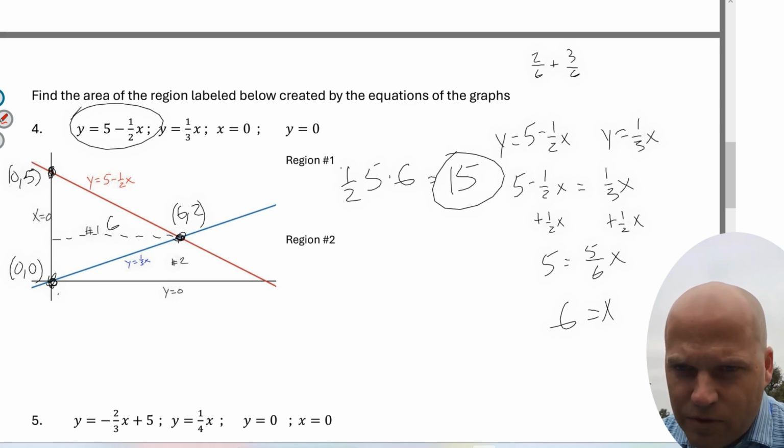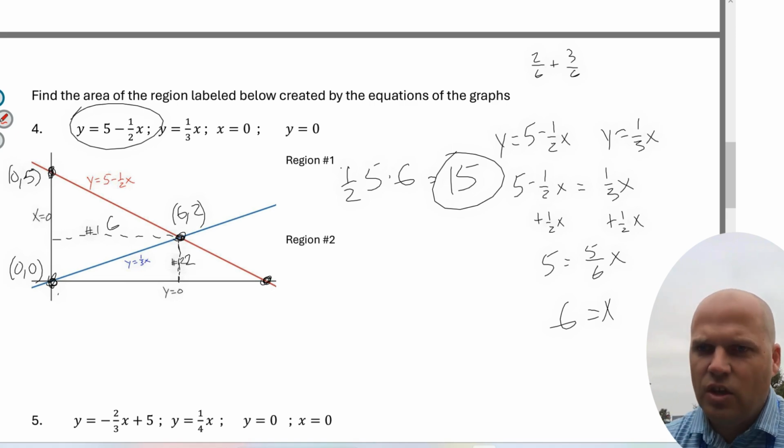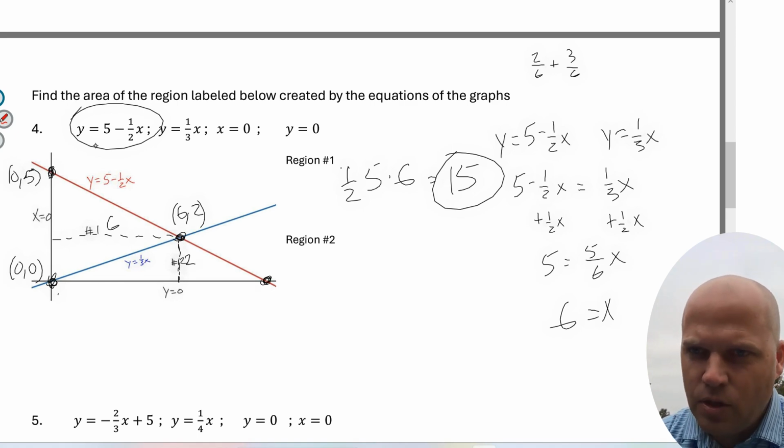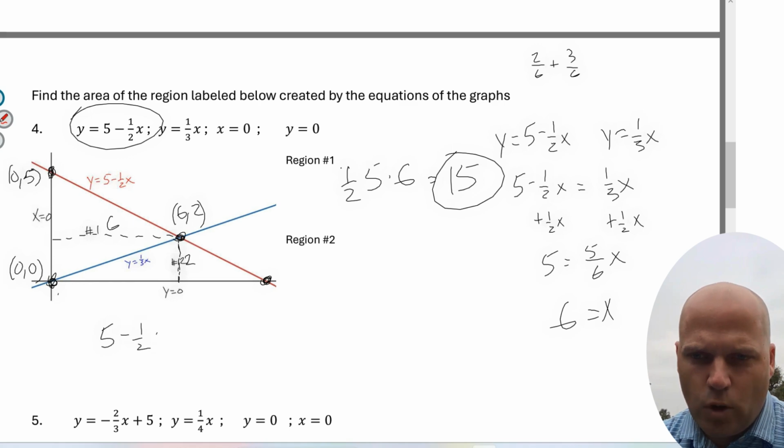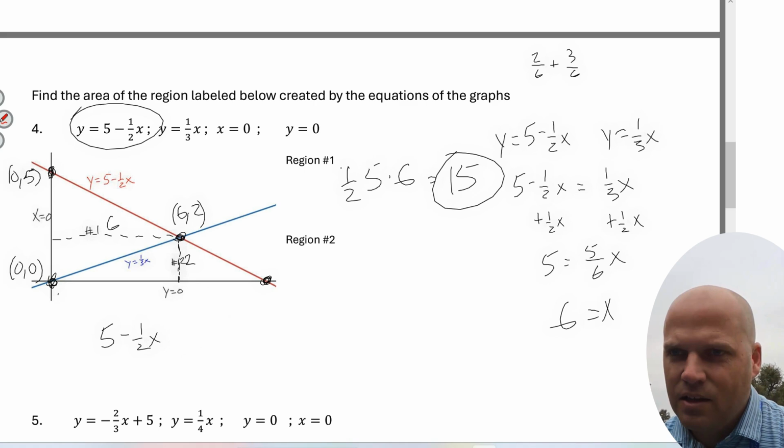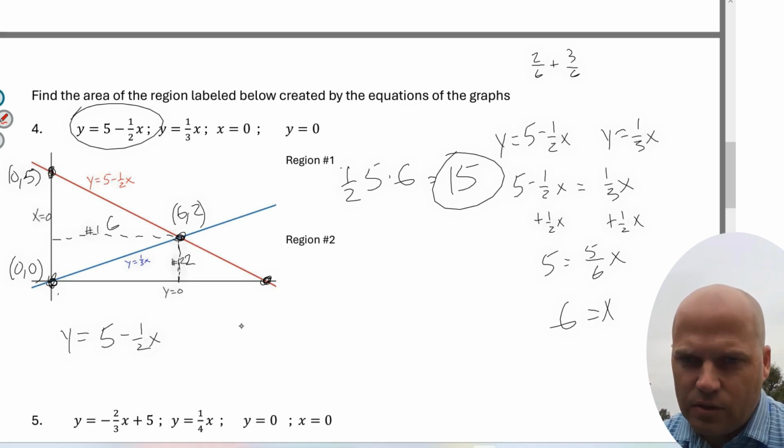Okay, region 2, same deal. We just have to find this height. This height is 2. You can see the y coordinate is 2. But we have to find this x-intercept, when the red line, 5 minus 1/2 x, has a y coordinate that equals 0. We solve this, whether it's on this side or that side. We are trying to figure out all of these locations.